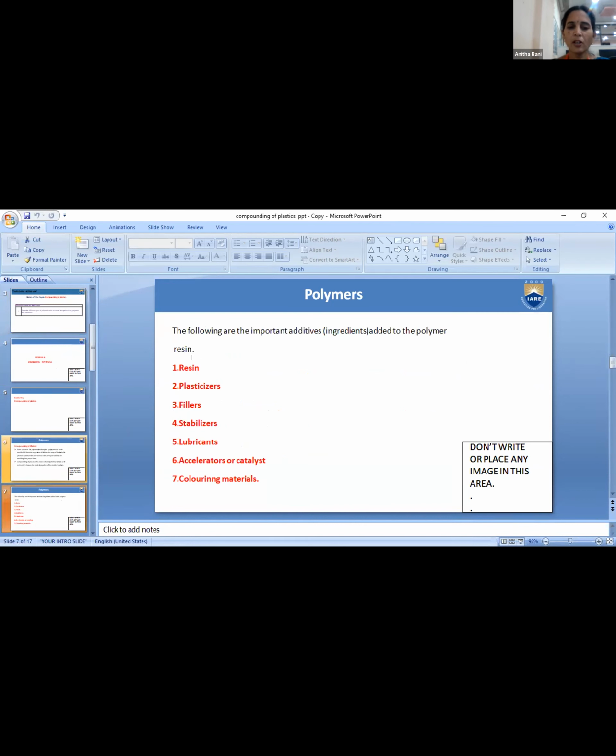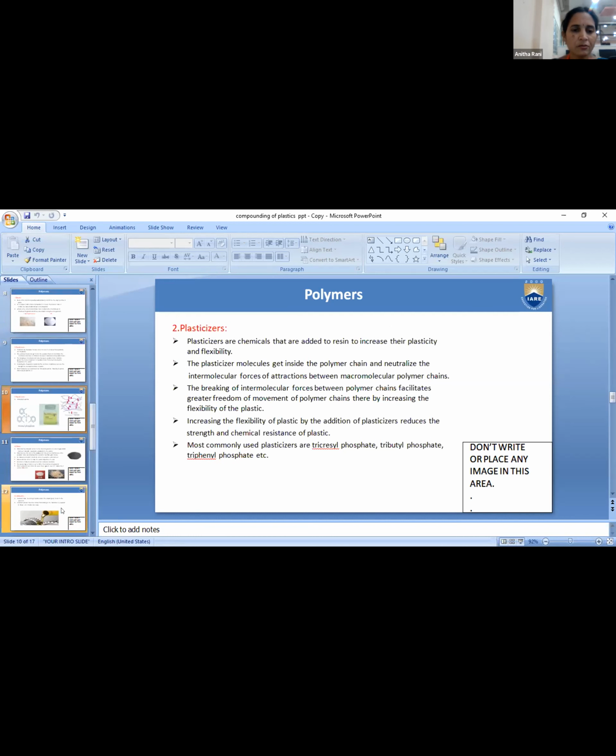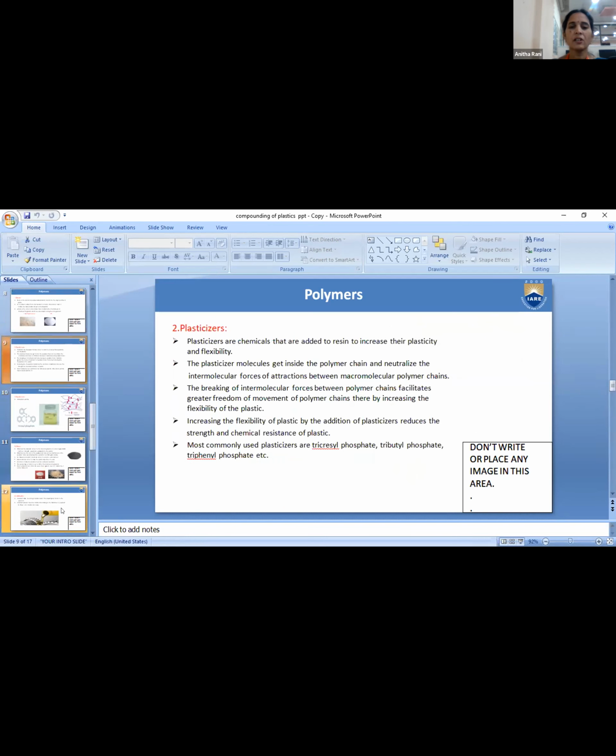To the polymer resin, we are going to add other ingredients: plasticizers, fillers, stabilizers, lubricants, accelerators or catalysts, and coloring materials. Yesterday we already discussed plasticizers and fillers. Now, first one, resin.